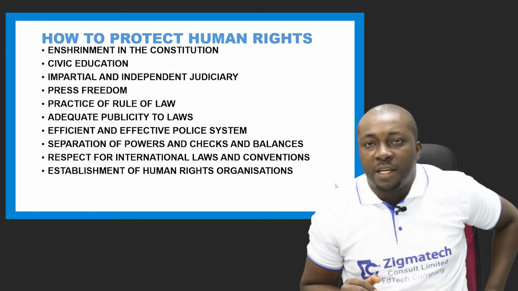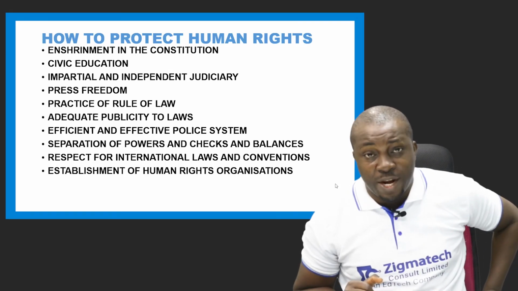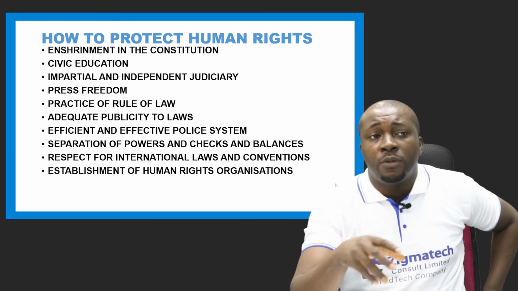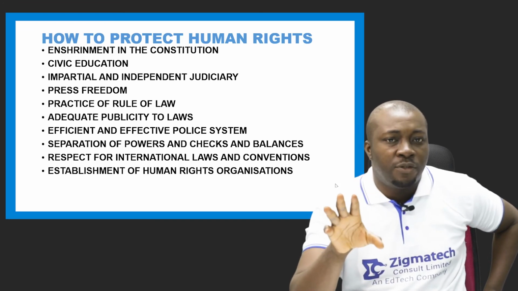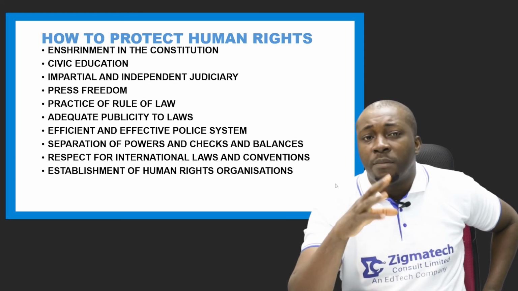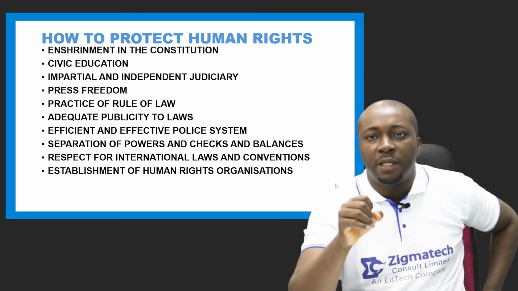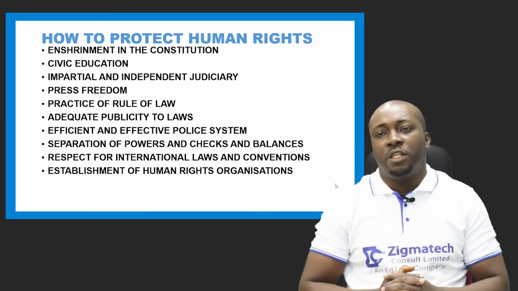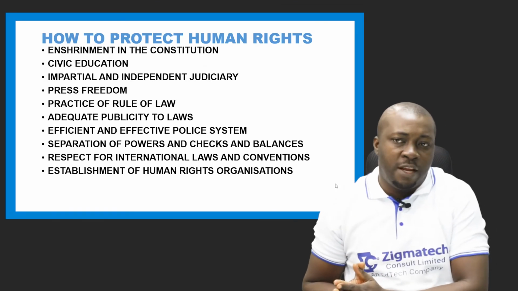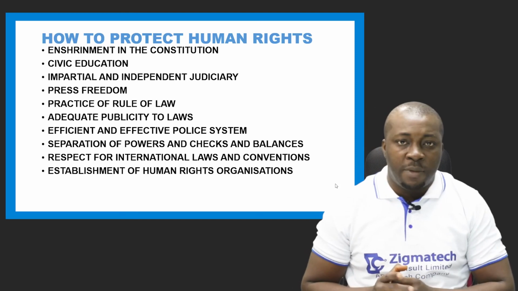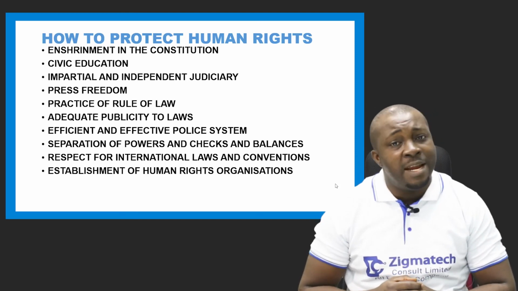Also, there should be civic education. What we are doing now, civic education should be taught in school, where we expose learners, students, pupils to their fundamental human rights, so that they will know it from childhood and also be able to defend their right when violated. There should be an impartial and independent judiciary. That is, a judicial arm of government that is not under the influence and control of any other organ or arm of government and not influenced by anybody.